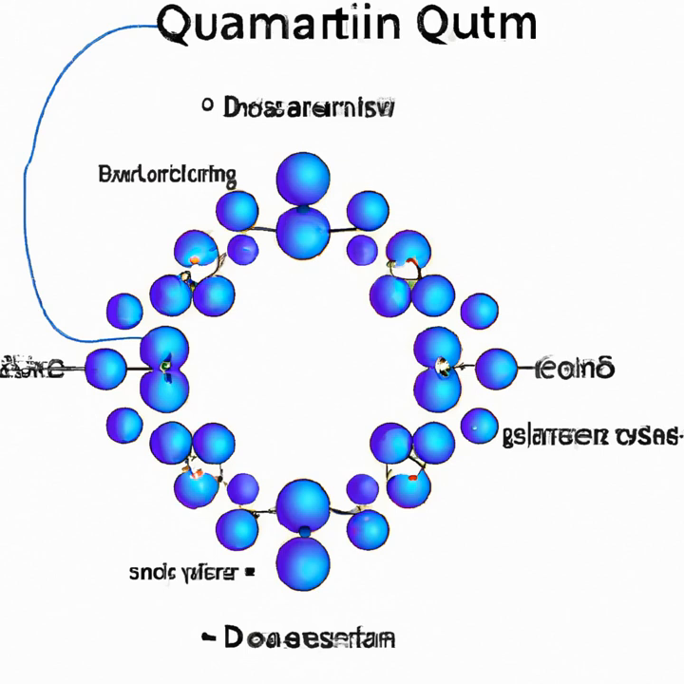Wave-particle duality tells us that all particles in the universe can behave as waves and particles at the same time. This means that depending on the experiment that we conduct, the particle can act like a wave or a particle. Now, this might sound strange, but it's a fundamental principle of quantum mechanics.